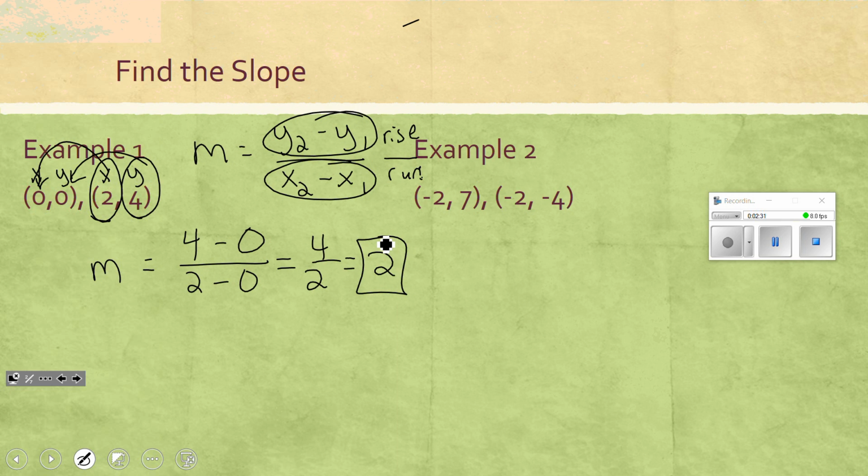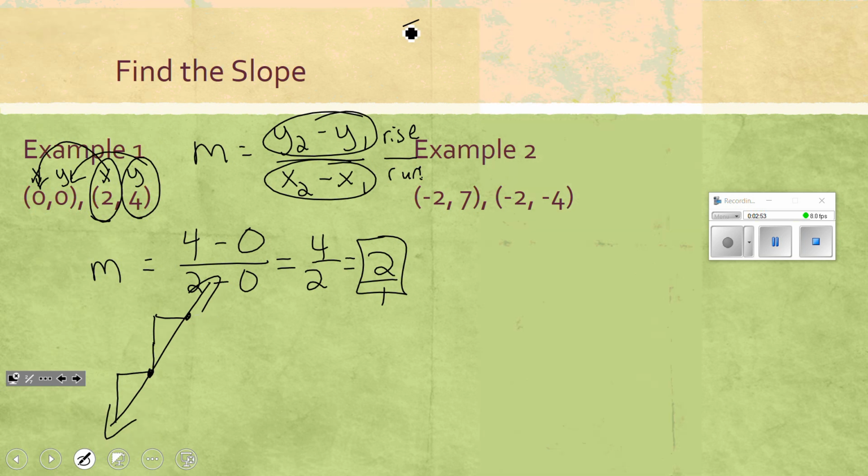And that says to us, this is really 2 over 1, because we know slope is a fraction. That means for every 2 that we rise up, we're going to travel over 1. Then we're going to rise up 2, and then travel over 1. And so if I graphed that line, it would look something like that. It would have a slope.